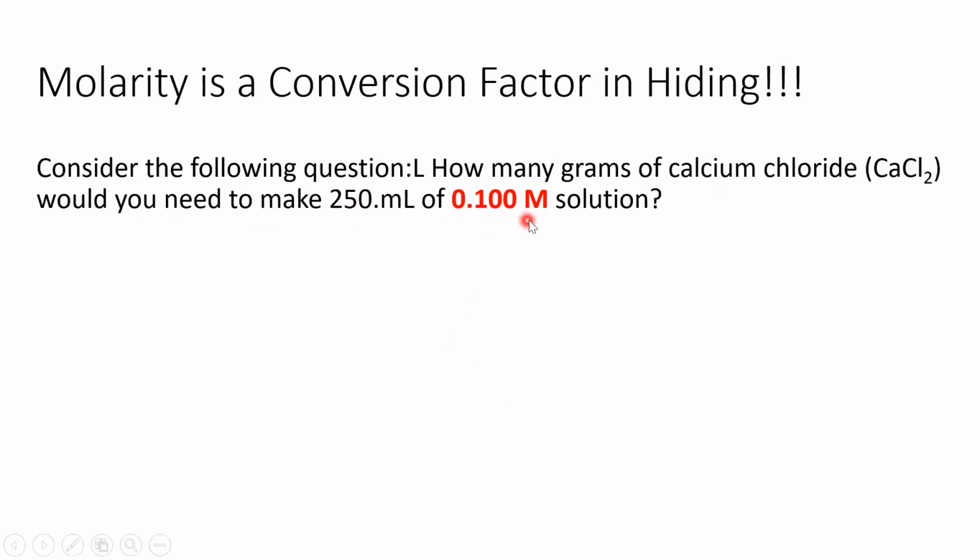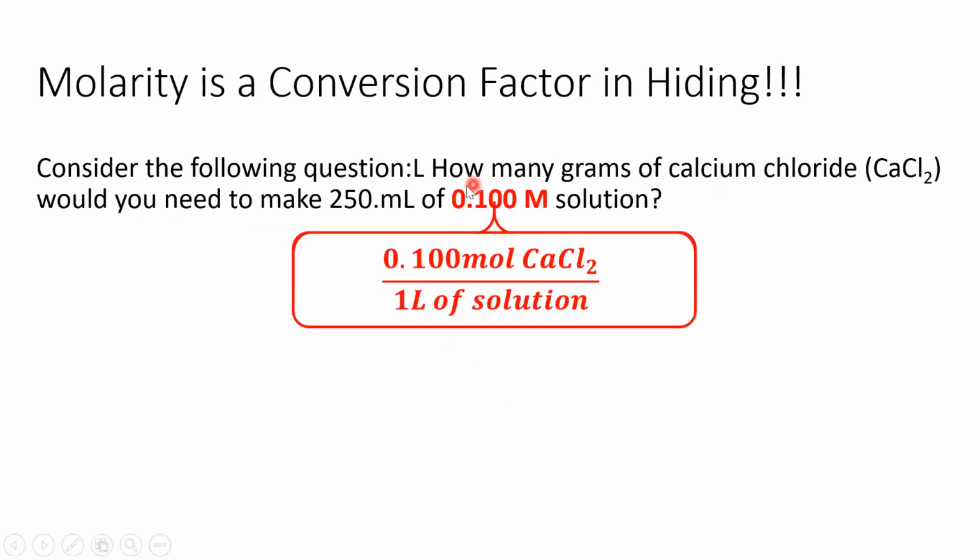All right, well, we're looking at molarity. What we have to remember is that really molarity is a unit conversion. It tells us how many moles there are per liter. And that's what we're going to use to get to grams of calcium chloride.